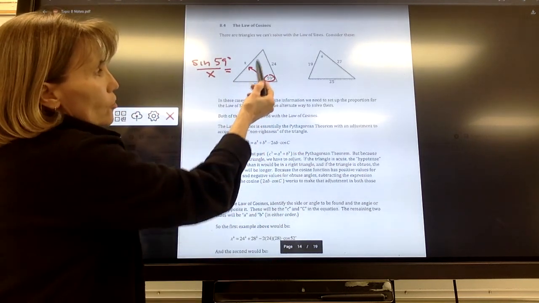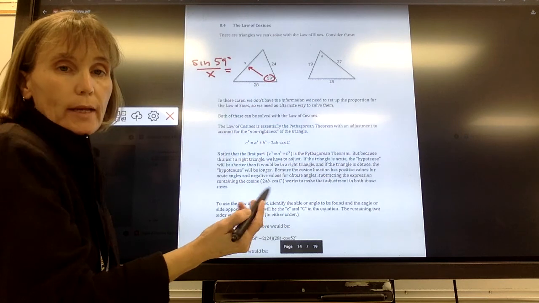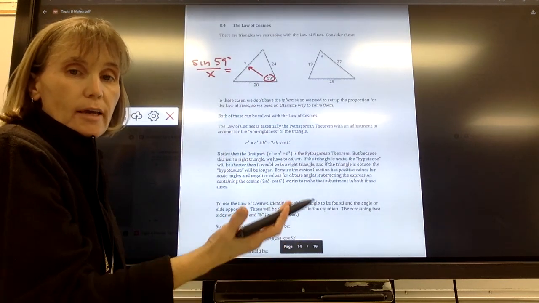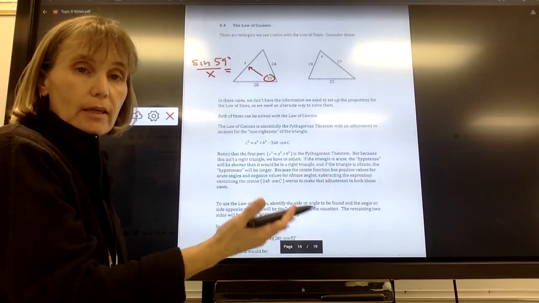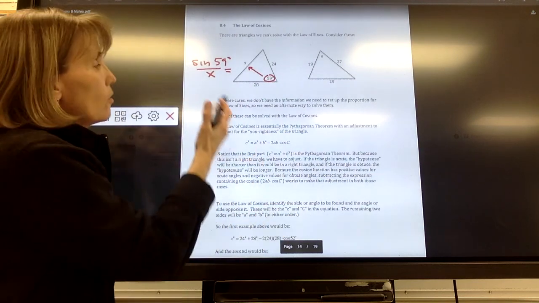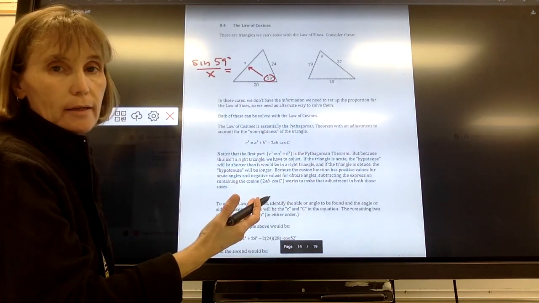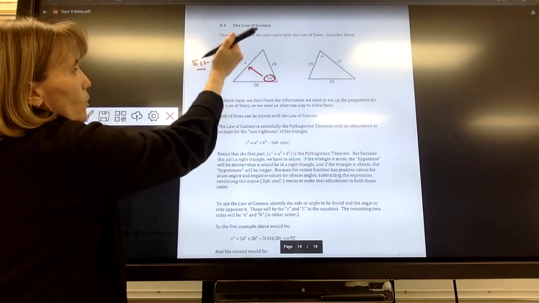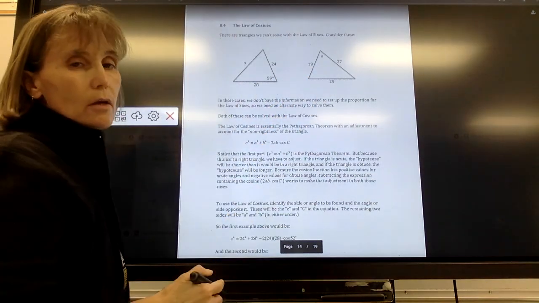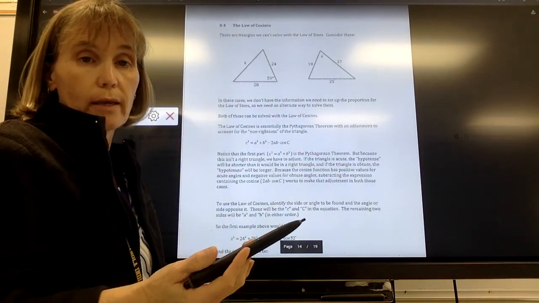I know that the three angles add up to 180, but I don't know what the second one is. And since I don't know the second one, I can't figure out any of the angles. So the law of sines cannot be applied in this situation. We would have two variables in our proportion, and we can't solve that.